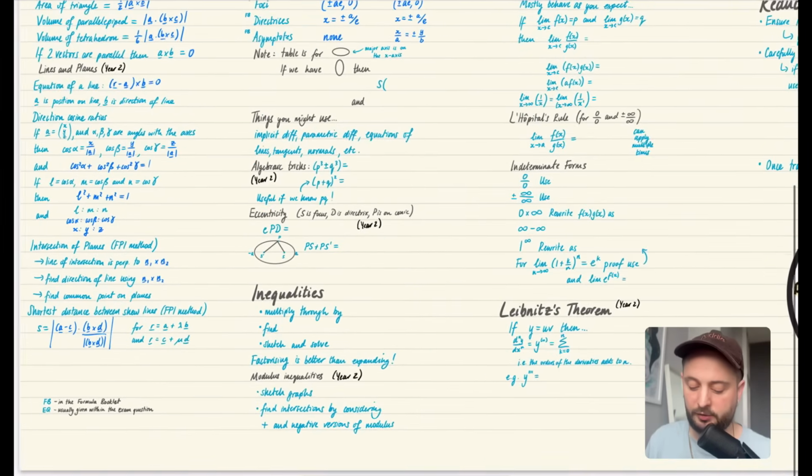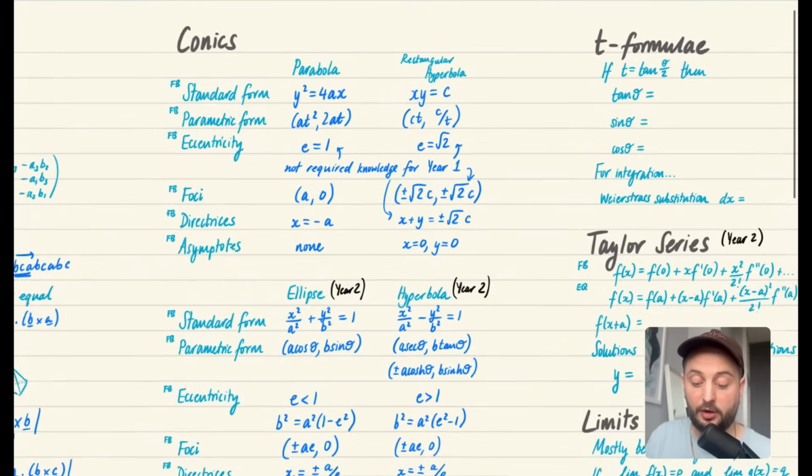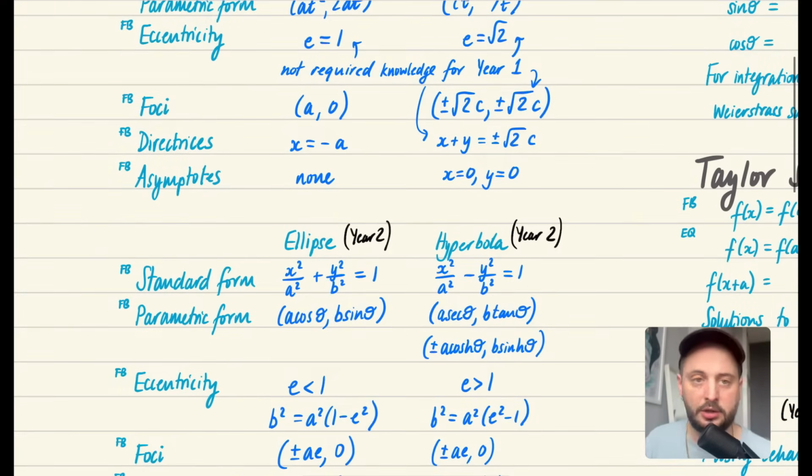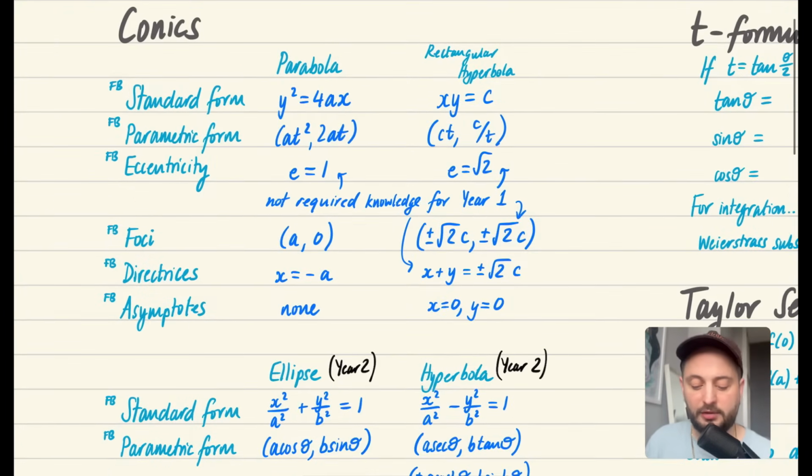Okay, next part we're going to move on to is one of the biggest parts of FP1, which is conic sections. And I've split this up into the year 1 section and then the year 2 section that we have down here. So this is all in the formula book. I'm not going to spend too much time looking at this because you should have the formula book open when you are doing a conics section question so that you have it all here.